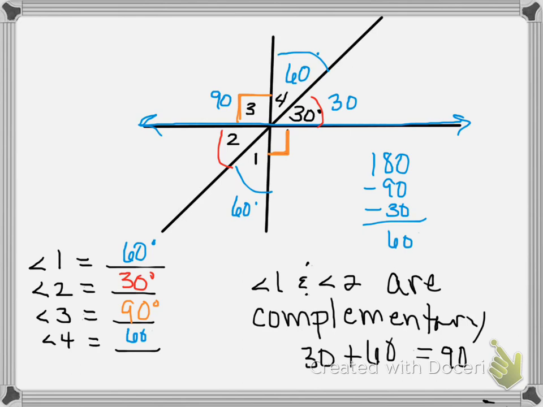We also know that lines that intersect in a right angle are perpendicular. So we could also say that the green lines right here, if I color code these, are the lines that are perpendicular to one another.